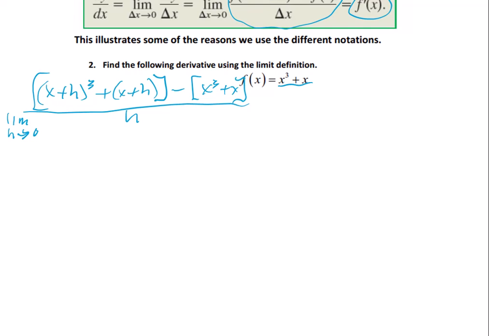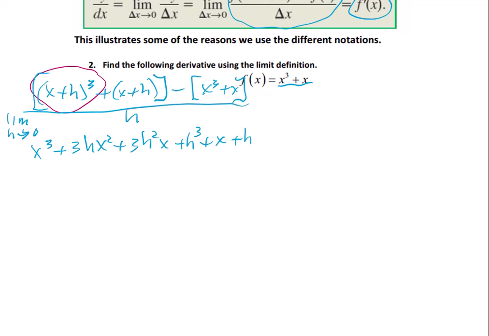Now you can FOIL to get this right here, or there's another technique you can use. It's a lot faster. If you want to know how to do it, get with me. But what I'm doing here, I'm going to end up with x cubed plus 3hx squared plus 3h squared x plus h cubed. That's what I get from cubing that first term in there. Then plus x plus h.